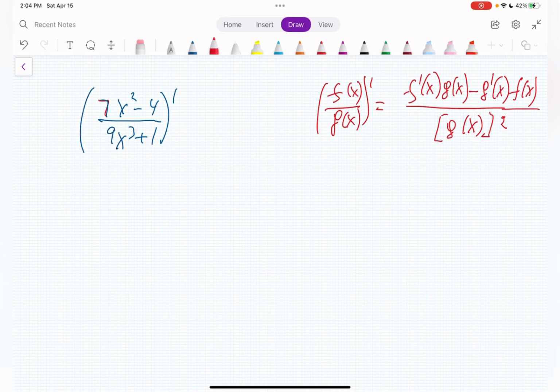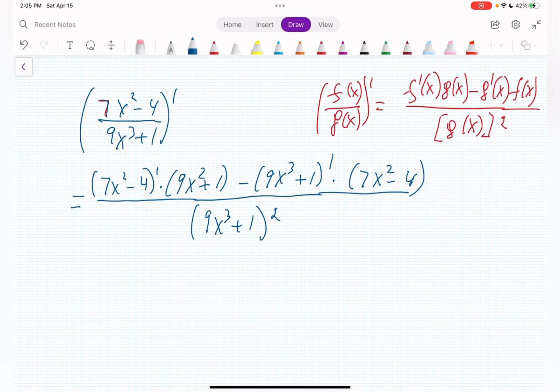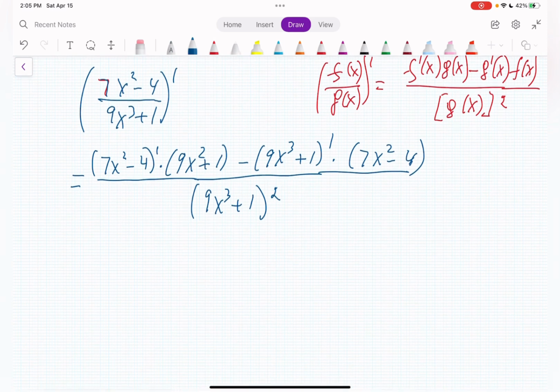Okay. So I'm going again slow so you can understand. That's going to be the derivative of 7x squared minus 4, times 9x cubed plus 1, minus the derivative of 9x cubed plus 1 times 7x squared minus 4, and we divide by 9x cubed plus 1 squared. Okay, let's get going.